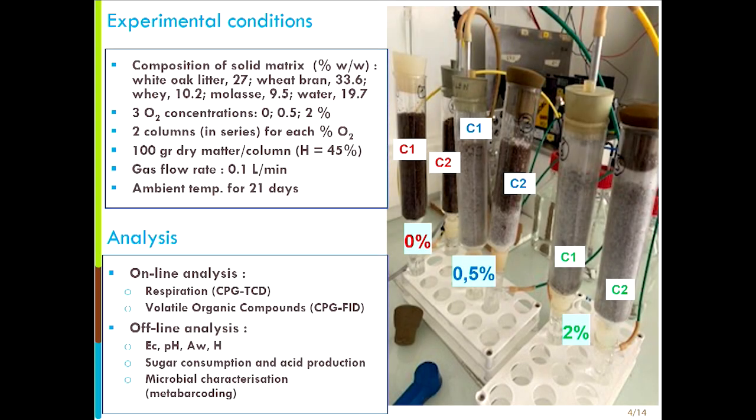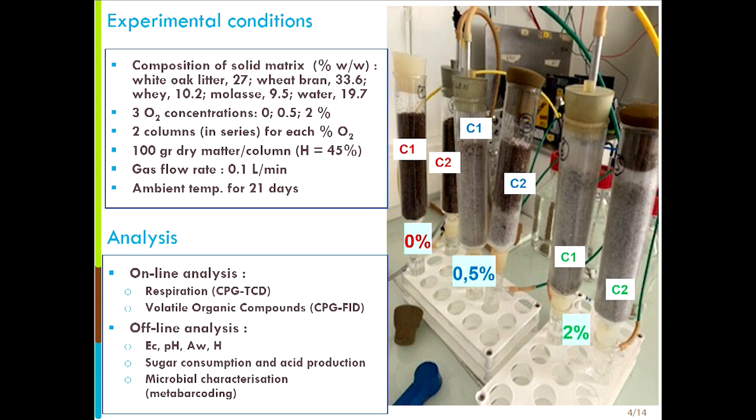The experimental condition in the lab was a mixture of white oak litter with bran, whey, molasses, and water in the proportions given here. Three oxygen conditions were studied: 0, 0.5 as an intermediate condition, and 2%. That's enough to get no oxygen limitation.